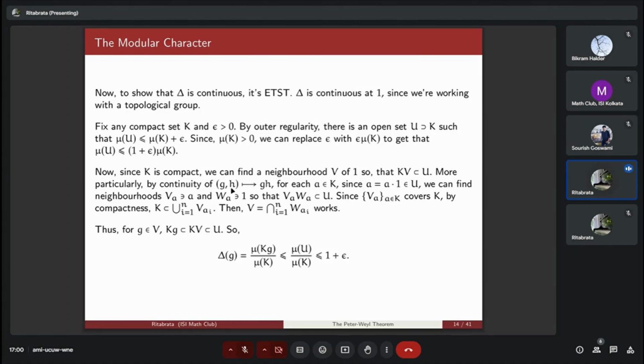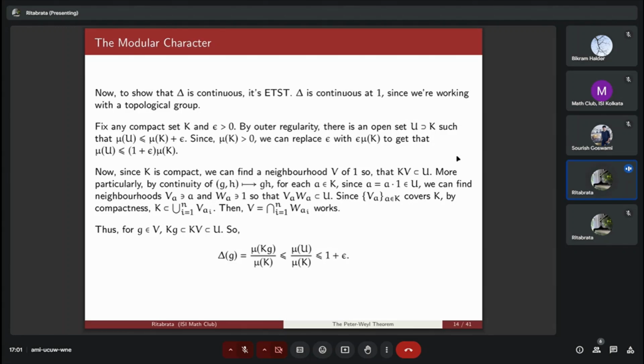With the continuity of the multiplication map, for each A in K, A equal to A times 1 is in U, so we can find neighborhoods V_A of A and W_A of 1 so that V_A times W_A is inside U. And these V_A cover K, so we can extract a finite subcover. We can take V to be the intersection of all these corresponding W_A's, and this will directly imply that K times V is inside U.